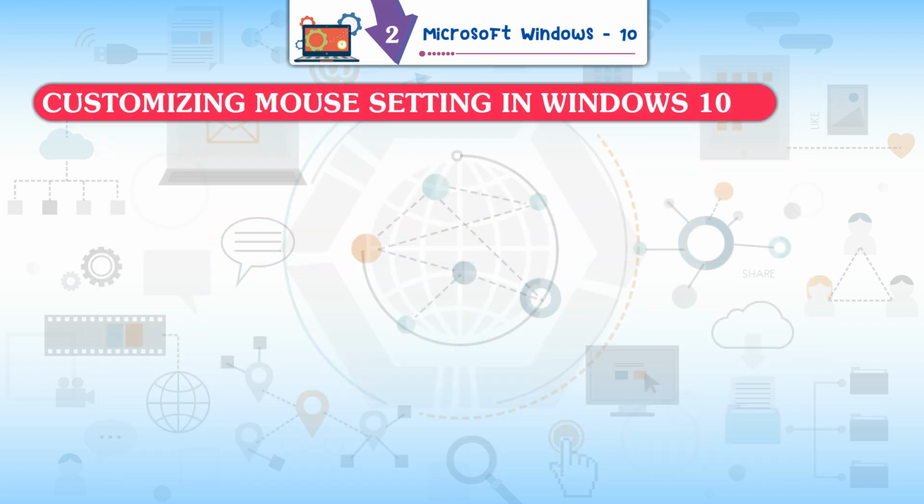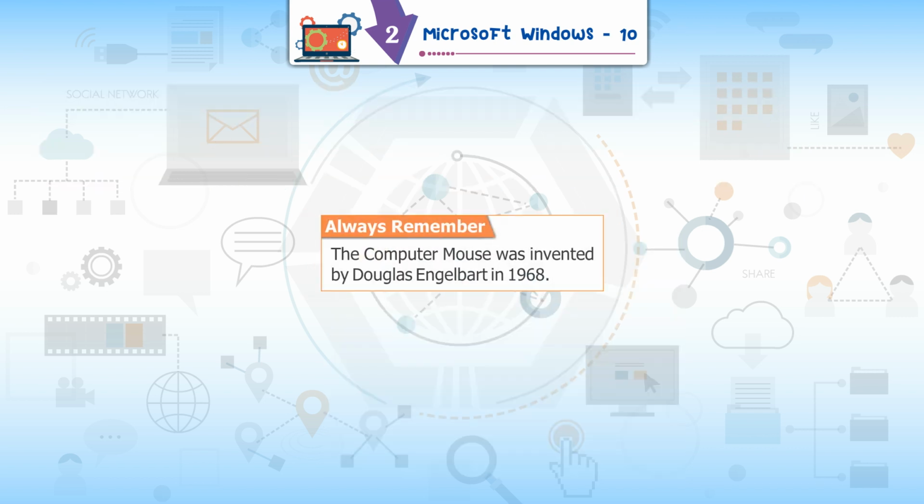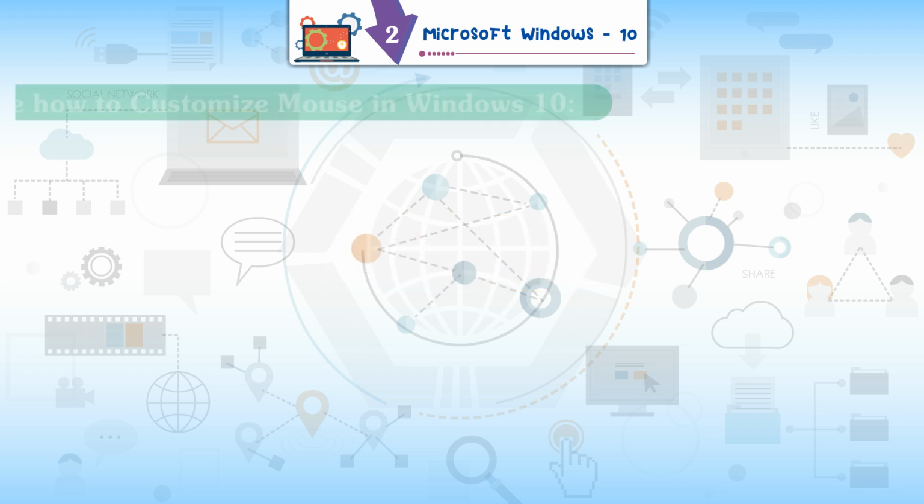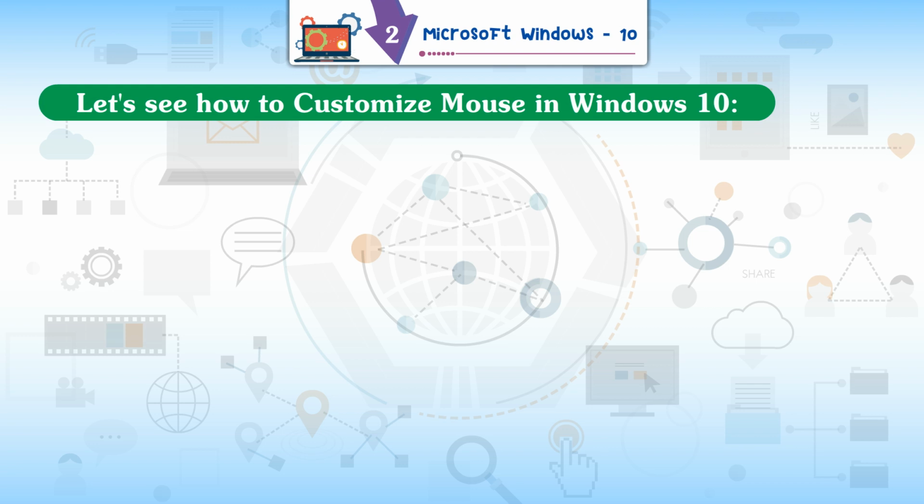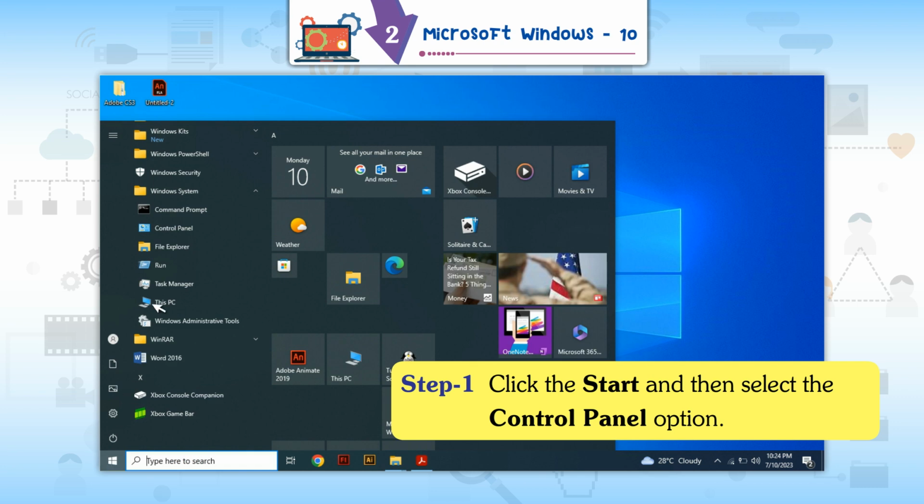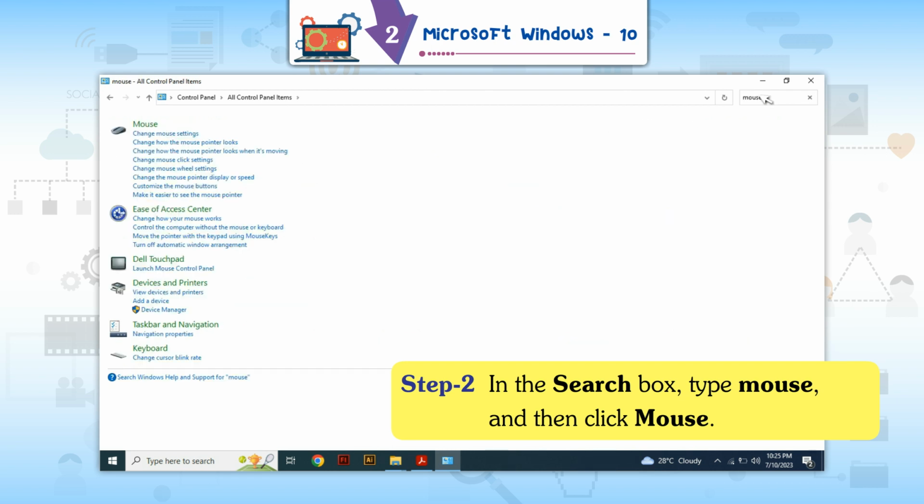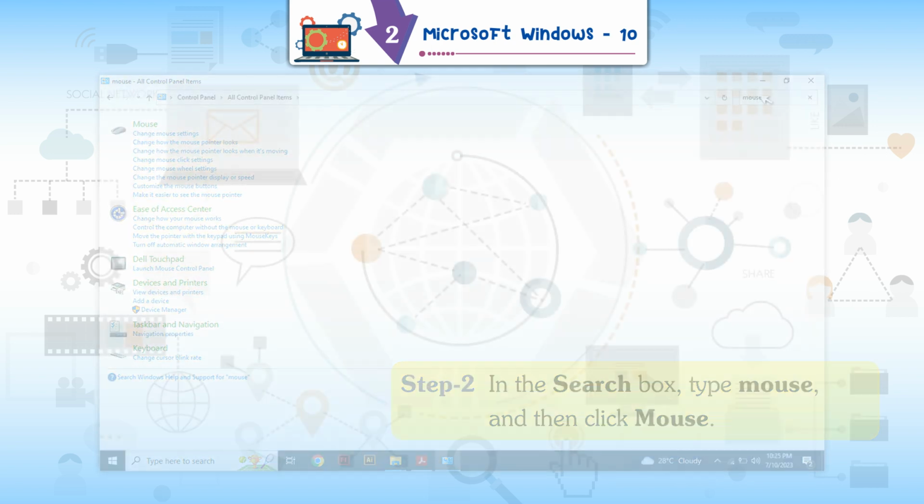Customizing mouse settings in Windows 10. The Mouse option in Control Panel allows you to customize mouse settings like double-click speed, button configuration, mouse pointers, and motion speed. Always remember, the computer mouse was invented by Douglas Engelbart in 1968. Let's see how to customize the mouse in Windows 10. Step 1. Click the Start and then select the Control Panel option. Step 2. In the search box, type mouse and then click Mouse.